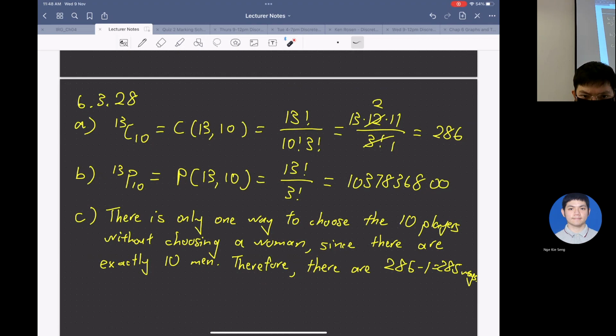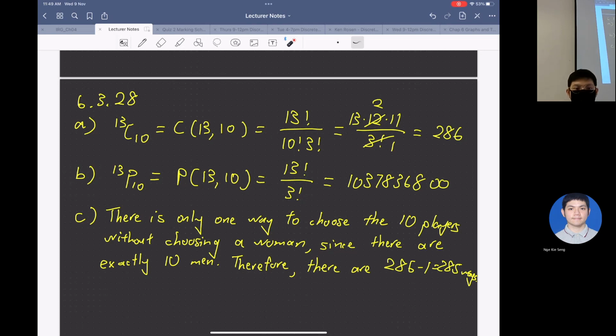6.3.2, what do you have? 13 people on the softball team show up for a game. How many ways are there to choose 10 players to take the field? So 13 choose 10. How about B? How many ways are there to assign 10 positions? The 10 positions are important, right? If you change the position, then it's a different team. So you use P. Who is the shooter? Who is the defender? Who is the runner or what?